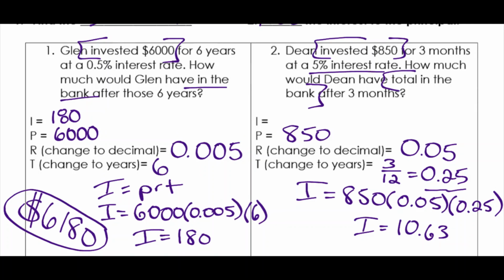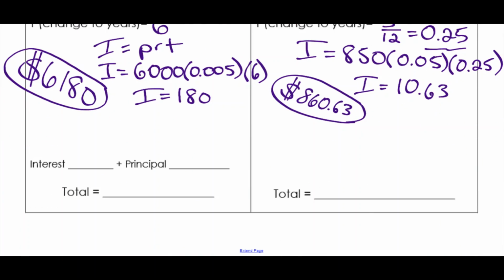And then we add that to the 850. Because it's 860 with 63 cents left over in change. He has the 850. Now he's gaining a certain amount in interest, so we put those two together. That's exactly what is being shown here. The interest was 180, the principal was 6,000. We put those together for our total.